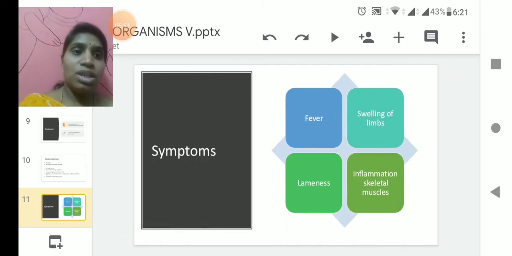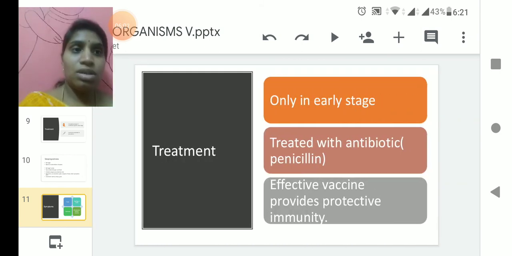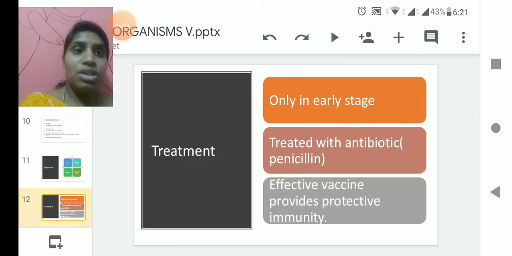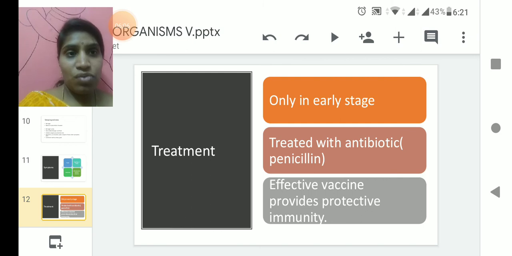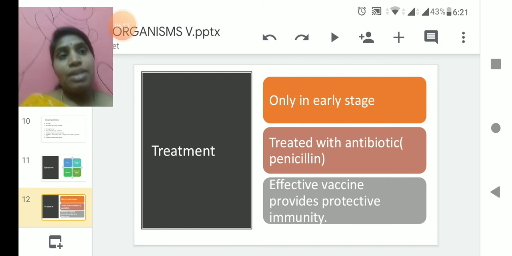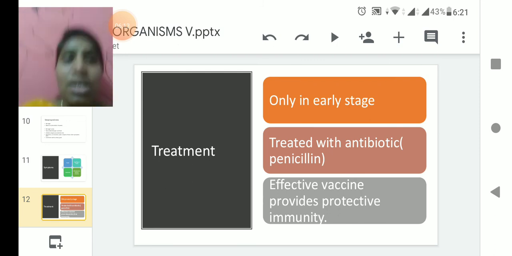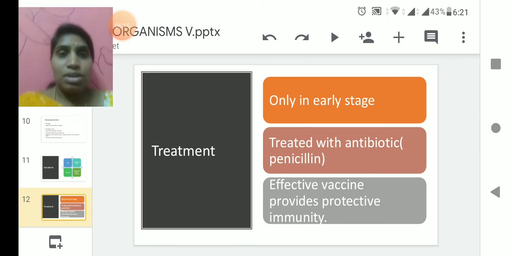You can see these four symptoms: fever, swelling of limbs, inflammation of skeletal muscles, and lameness in this disease. And how is it treated? Only in the early stage it can be treated, children, with an antibiotic, penicillin. And effective vaccines provide protective immunity, children. Here also, if we give vaccines, we can prevent the disease and save the animal, right?